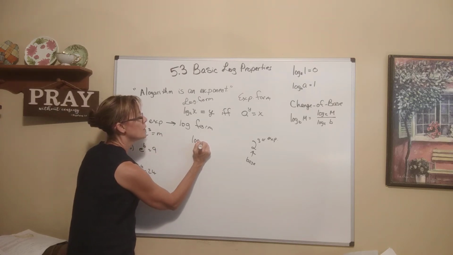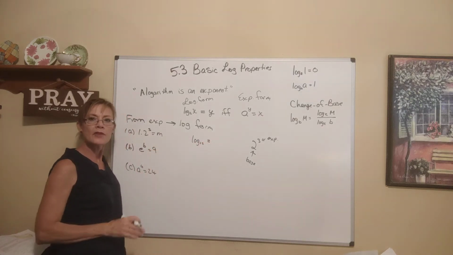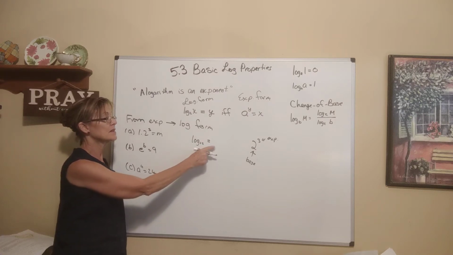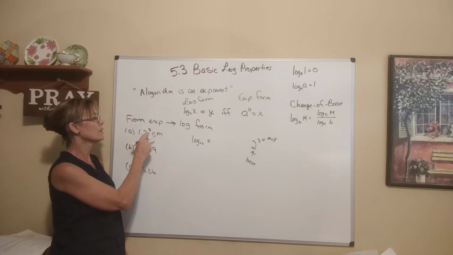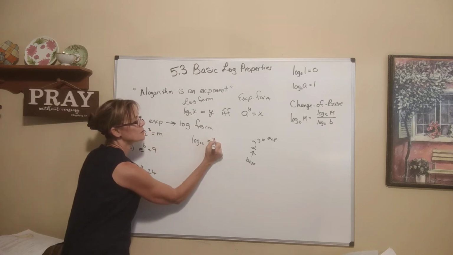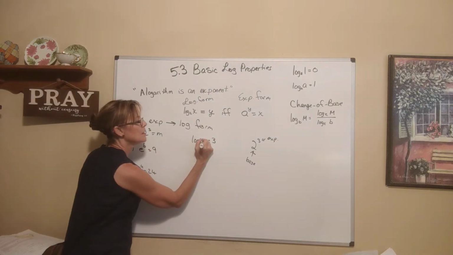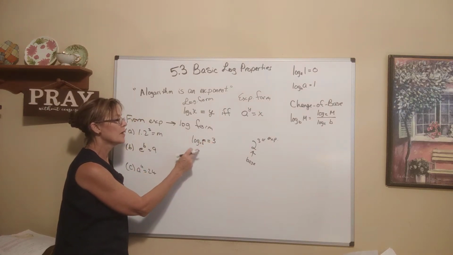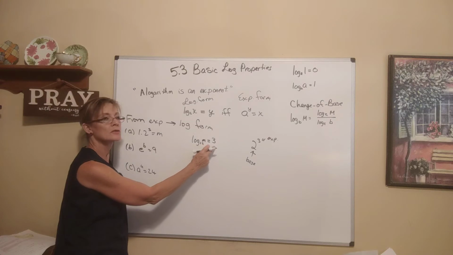Log base 1.2 is equal to, if you remember the phrase, a logarithm equals an exponent. A logarithm is an exponent. What's the exponent here? 3. A logarithm is equal to the exponent, and so this m becomes the argument. This is how we convert to log form. Log base 1.2 of m is equal to 3.